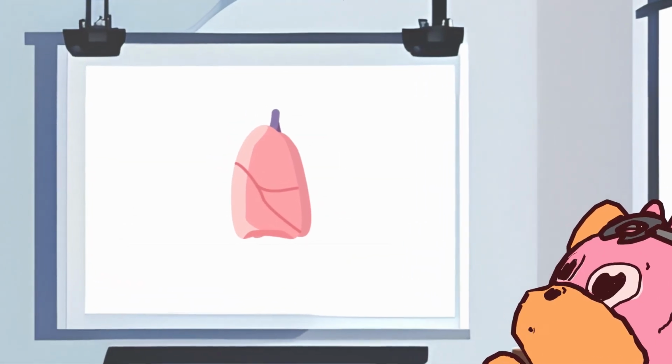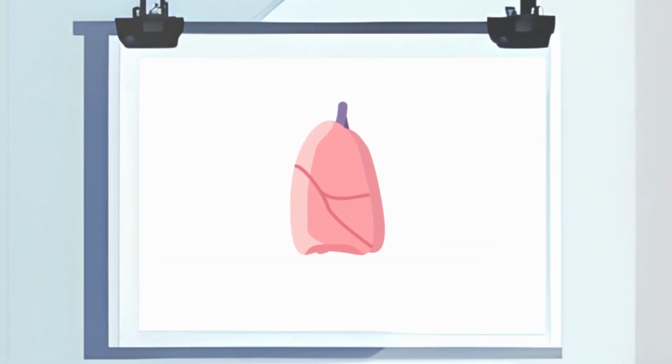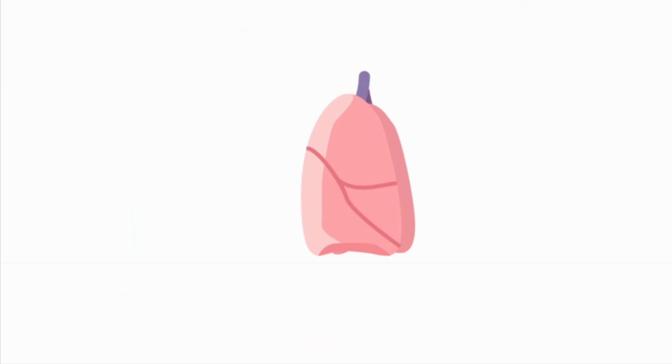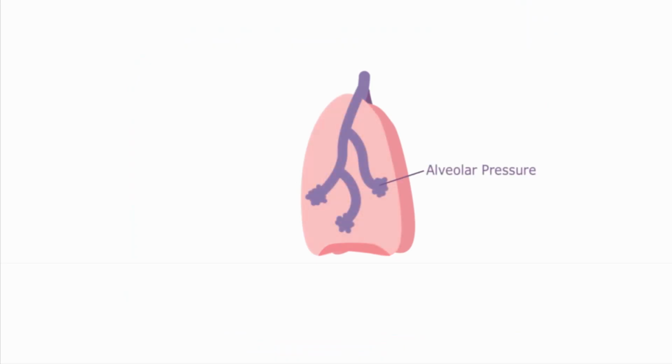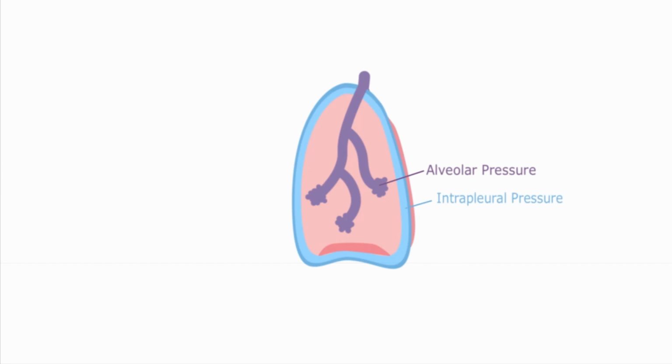Here we see an illustration of the lungs, viewed from the side. Now inside the lungs, we have the bronchi and the alveoli. And inside the alveoli, that's where we find the alveolar pressure. And surrounding the lungs, there is a pleural space filled with pleural fluid. This is where we find the intrapleural pressure. And the transpulmonary pressure is the pressure difference between the alveolar and the intrapleural pressure.